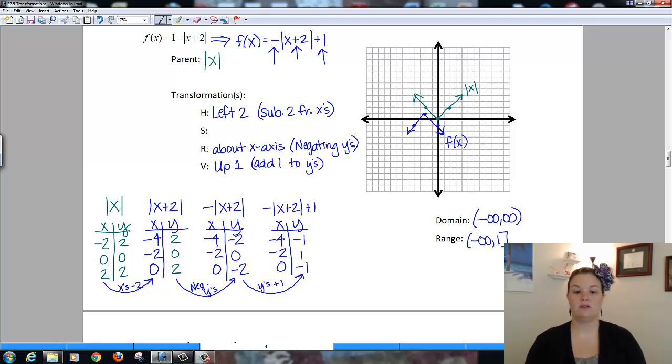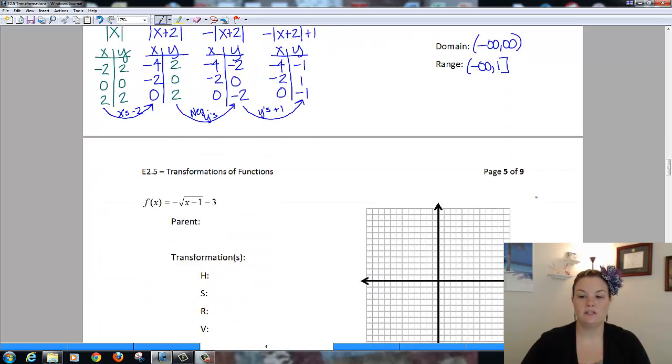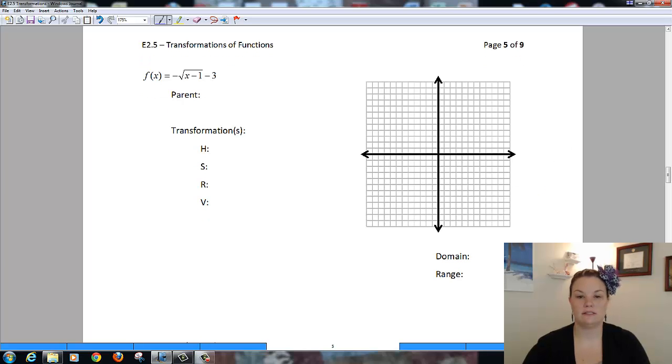So notice I have a table for my original parent function. I have a table for each transformation. I have my graph. And I also have my domain and range. Your worksheet looks just like this. So this is what I'm expecting you to do. I'm going to take off points if you don't show each table. All right, so let me do a couple more and then I'll have y'all work on something.